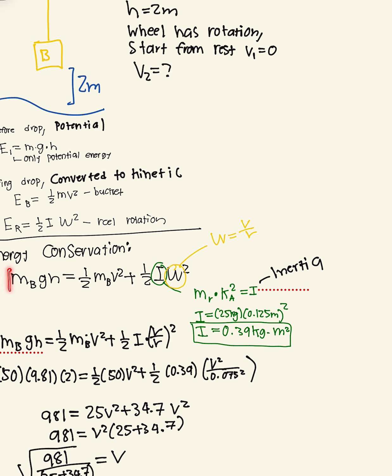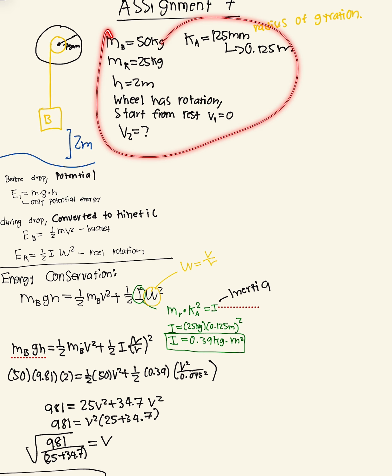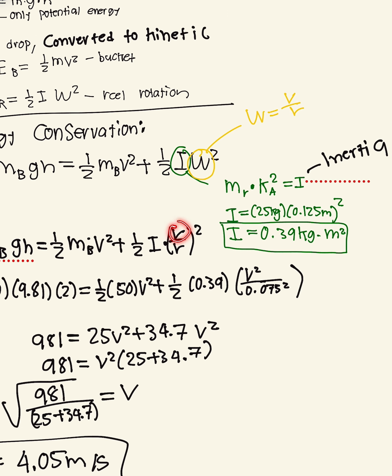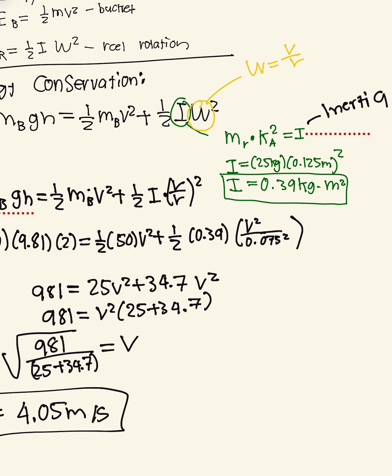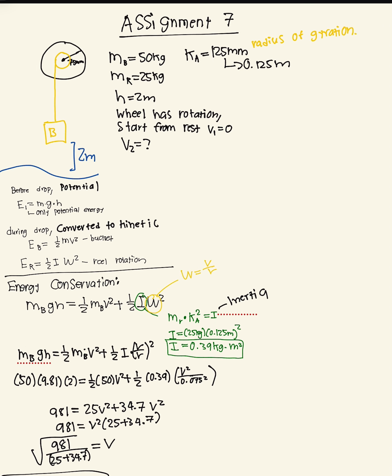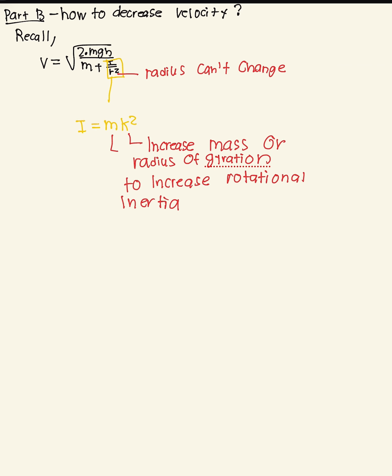we can plug in the values that we were already given into all of these, and we will have all the numbers except for velocity. So we're going to isolate for velocity, and the final answer is going to be 4.05 meters per second. So when this is being dropped, its velocity is going to be 4.05 meters per second.